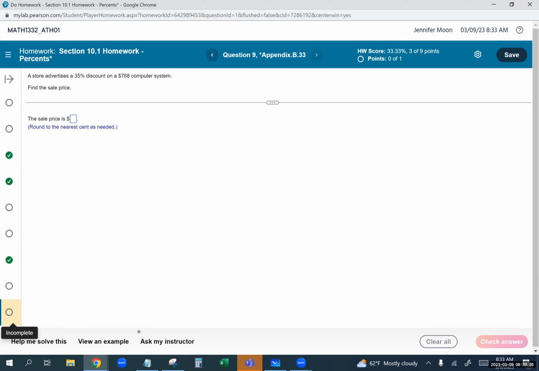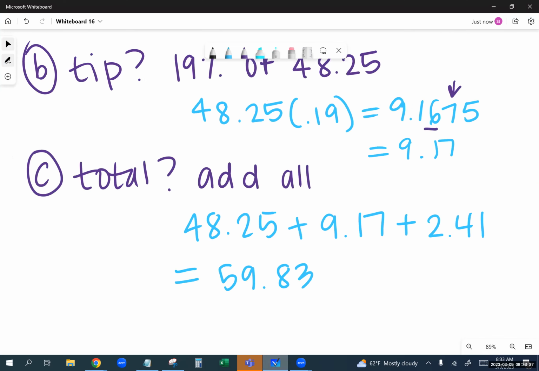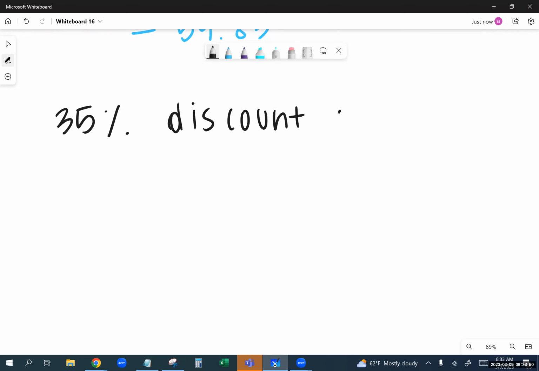It says a store advertises a 35% discount on a $768 computer system. Find the sale price. So 35, 768. Floppy because there's a delay. So it says that the store is offering a 35% discount on this amount. It wants to know the sale price.